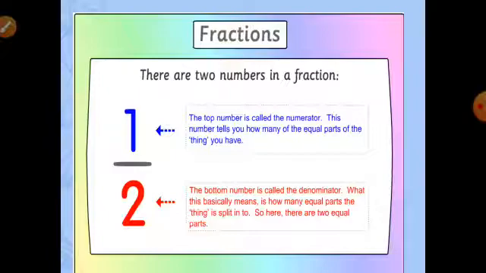And the bottom number is telling us the total of something, and this is also called the denominator. Okay, the bottom number, what this basically means is how many equal parts the thing is split into. So here there are 2 equal parts. So this fraction shows that out of 2, 1, okay, or you can say 1/2, this fraction. So you know there are a lot of ways to read the fraction.